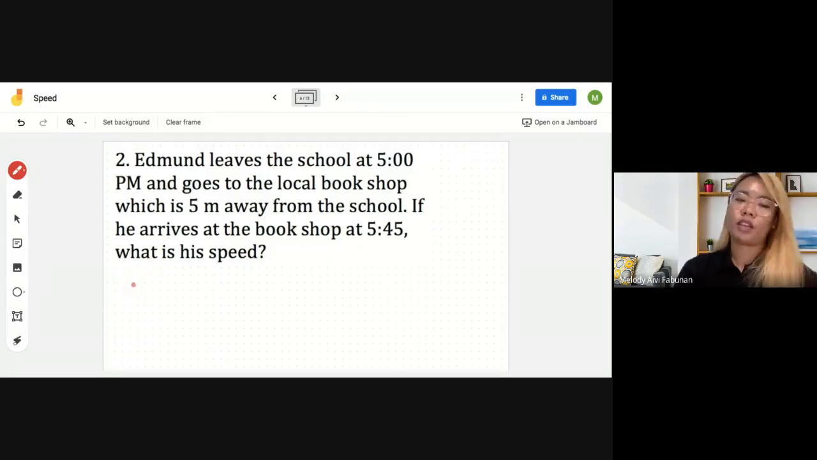Okay, so let's start. Parang bagal niya, sir? Naglalakad lang kasi siya, kuya. And after school naman, so alam mo yon, hindi naman siya nagmamadali to reach his destination. He just wants to enjoy his walk.